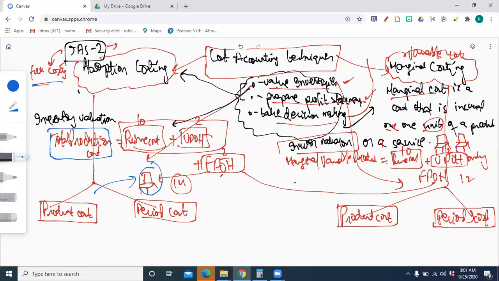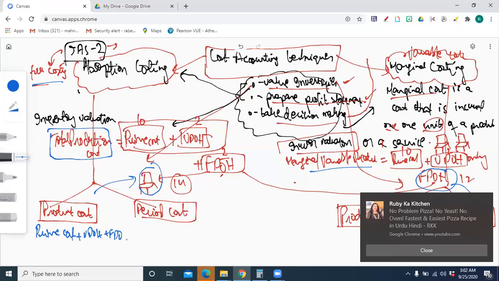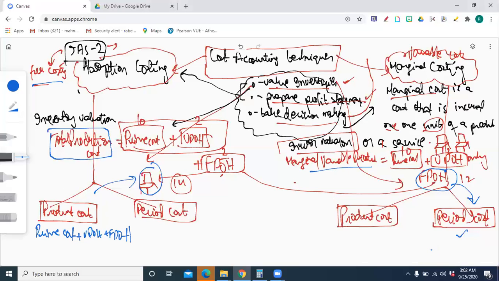So marginal costing undervalues inventory because it only values inventory on the basis of the marginal, or variable, portion of the production cost. It doesn't charge inventory with the fixed production cost. It considers fixed production cost to be a period cost, not a product cost. So what do you think is the product cost here? Yet again, the product cost here would be total production cost, which is prime cost plus variable production overhead plus fixed production overhead.